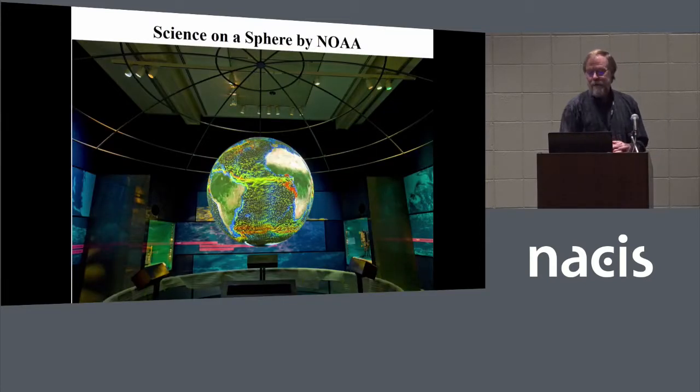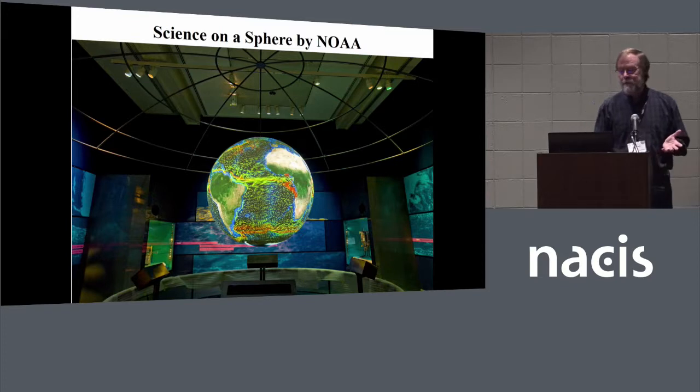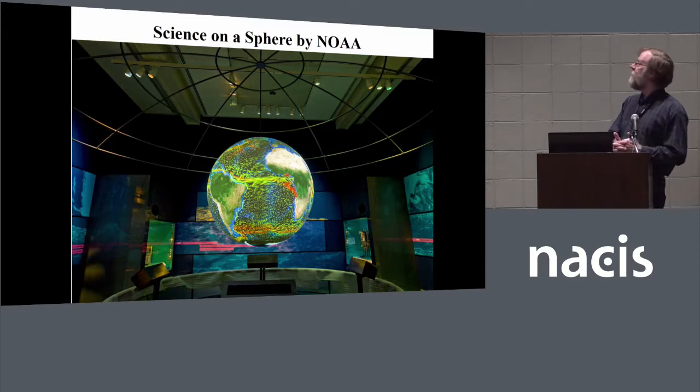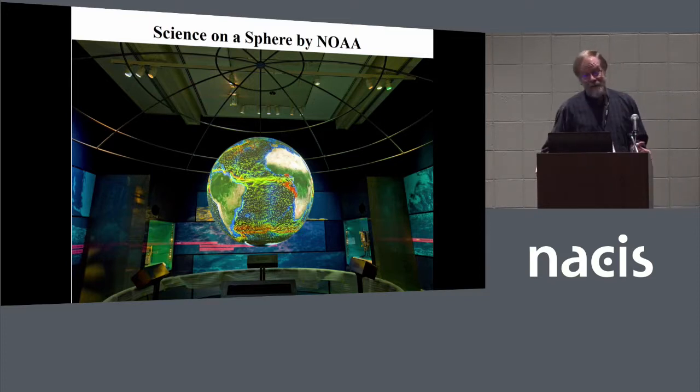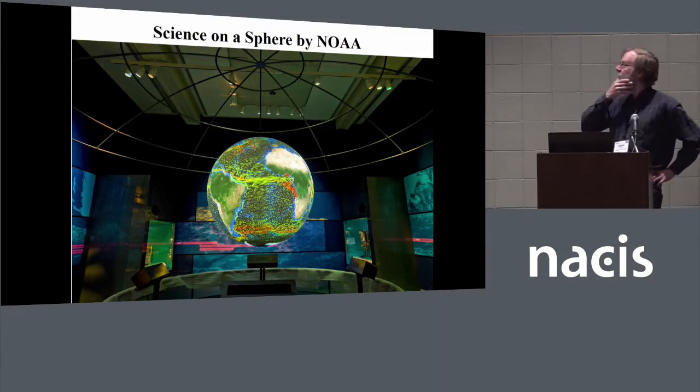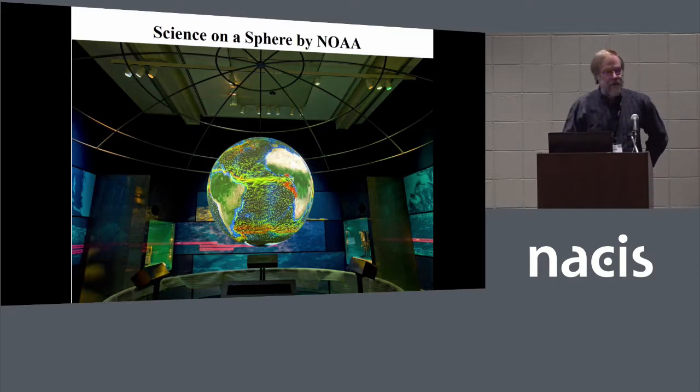One of the most popular parts of the hall is Science on a Sphere that's put together by NOAA. Fortunately, they funded this entire portion of the hall, because it's pretty expensive doing one of these Science on a Sphere setups. And this does not get updated very often. I think NOAA only puts in new data barely once a year or something like that.